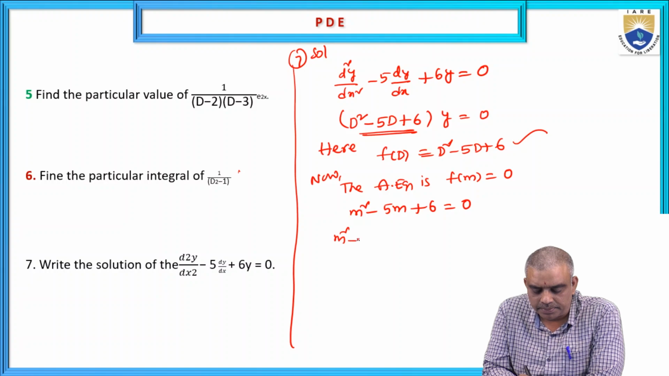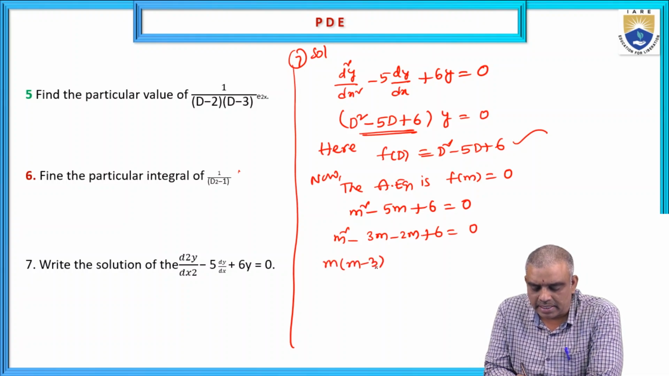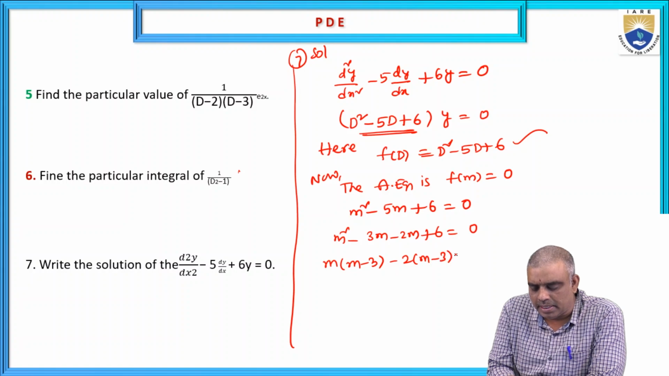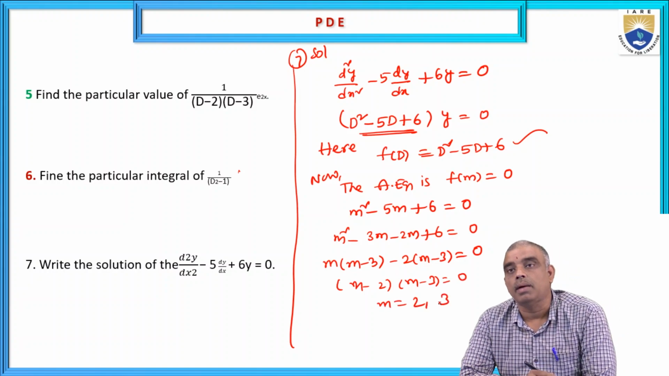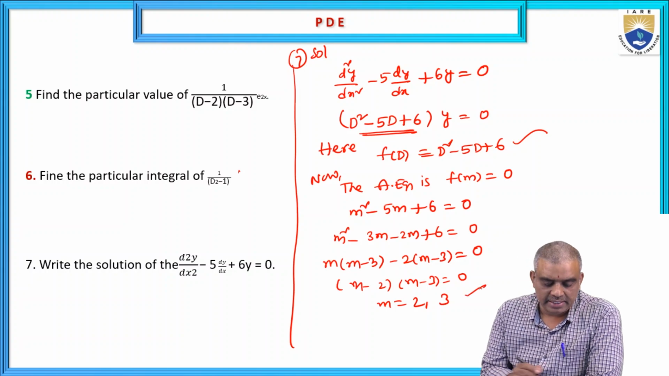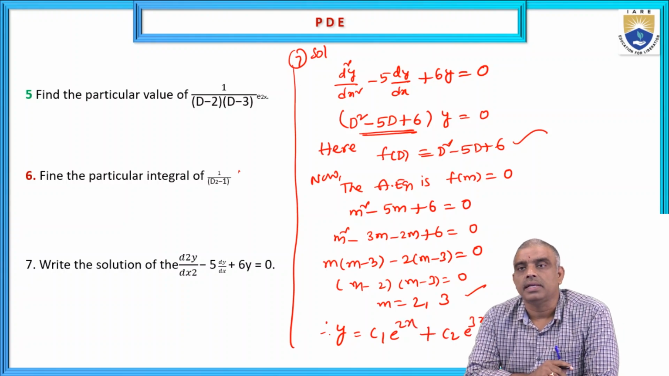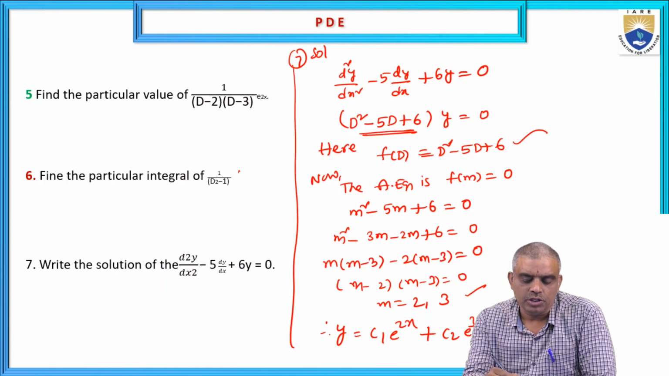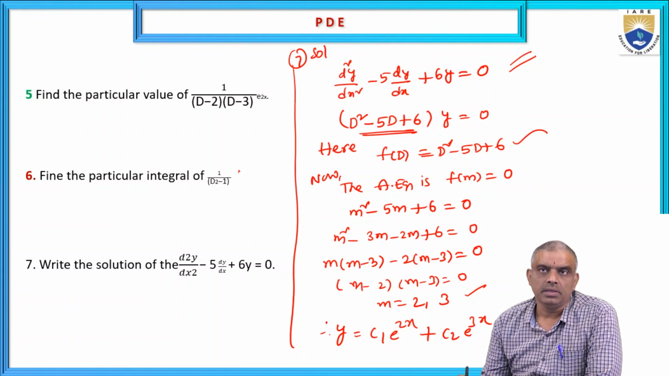So m² - 3m - 2m + 6 = 0, or m(m - 3) - 2(m - 3) = 0, or (m - 2)(m - 3) = 0, so the m values are 2, 3. The roots are real and distinct. So the solution will be in the form c1 e^(2x) + c2 e^(3x). Clearly there is no particular integral here. The complementary function will be the general solution of the given problem.